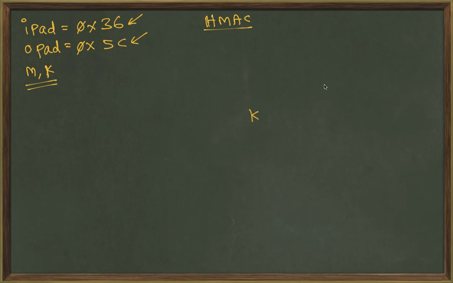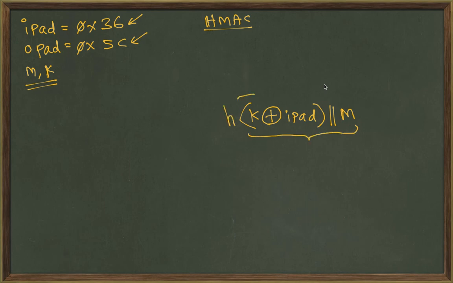You take your key K and XOR your key value with this IPAD value. Then whatever output you got, you put it as a prefix in front of your message m. Whatever resulting value you get, you take the hash of this value. For this hash, you can use any hashing function. In this example, I am going to use SHA-256.